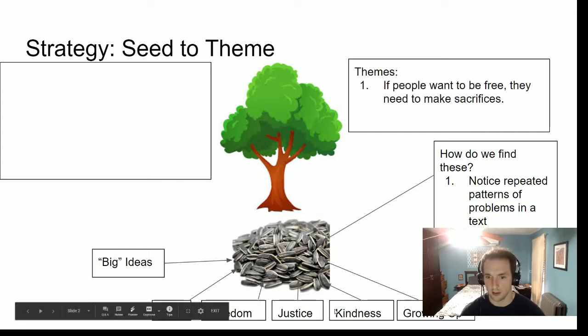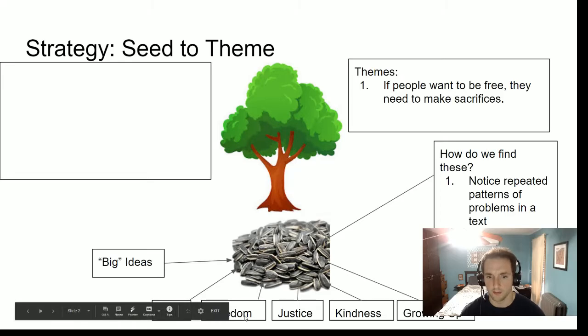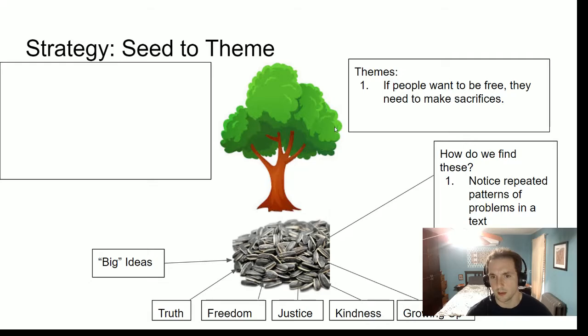Well, these are the ideas. So let's take, for instance, freedom. The reason why we use this picture of a tree is because if you notice, there are lots and lots of branches that come off from a tree. And so I'm going to take this one big idea of freedom, and this idea of freedom can lead to hundreds of themes. And I'm just going to give an example of two.